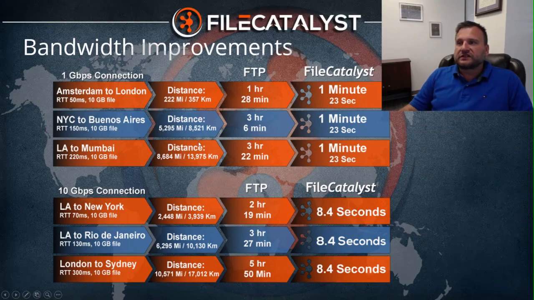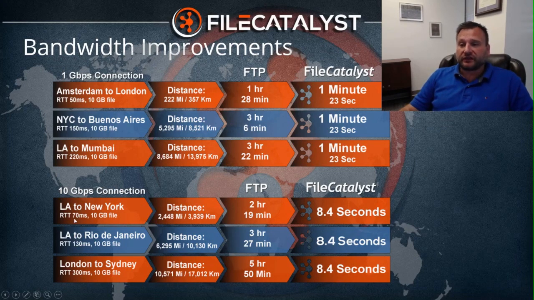Now let's increase this distance to a few thousand kilometers. Let's say New York City to Buenos Aires, about 8,000 kilometers. Now FTP drops to 3 hours and 6 minutes for the same 10 gig file, while we continue at 1 minute 23. And LA to Mumbai, again a further distance, the speed slows down again on FTP. With FileCatalyst, we continue going at the same speed. 10 gig is even more dramatic, as my previous graph showed.